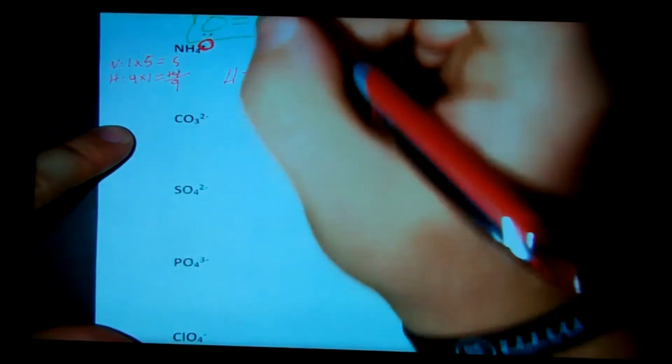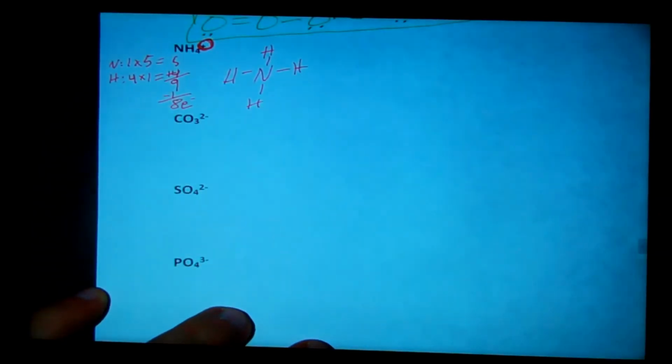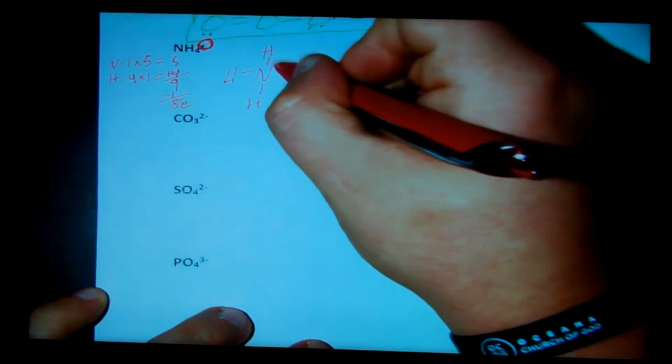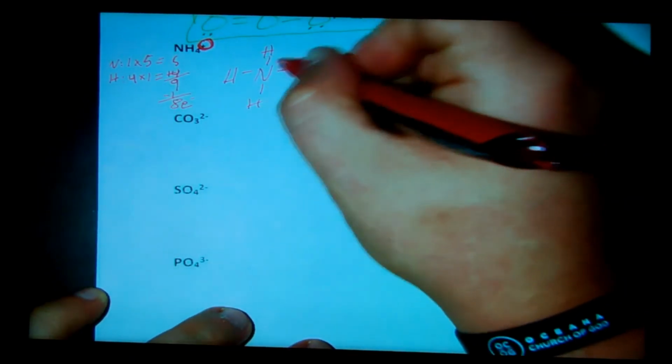You got to take that charge into account. It's a positive, which means you have lost a negative charge. So we've lost an electron. So we subtract 1 to give us 8. We're supposed to show 8 electrons. 1, 2, 3, 4, 5, 6, 7, 8. Just from those bonds. So we're good, right?